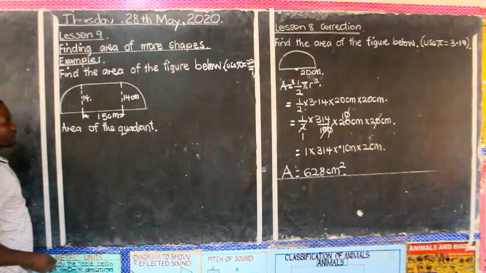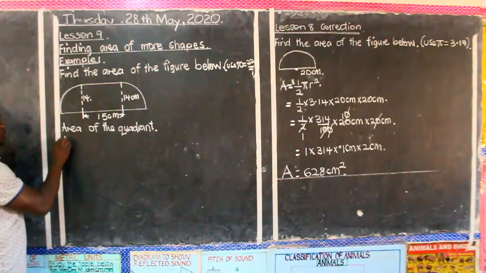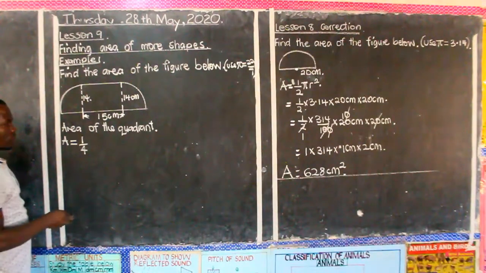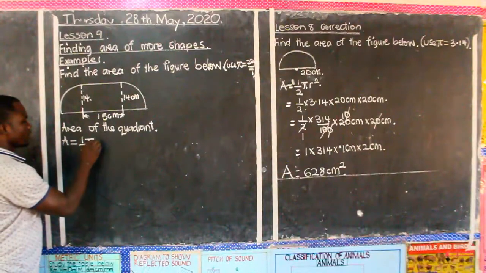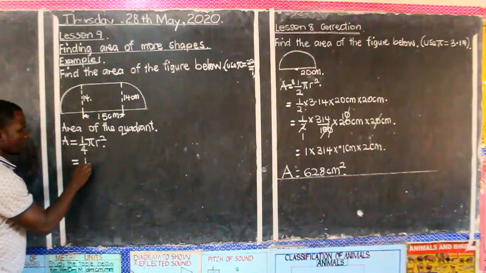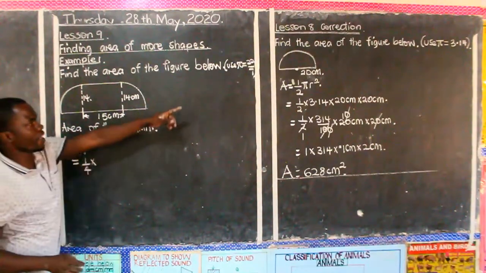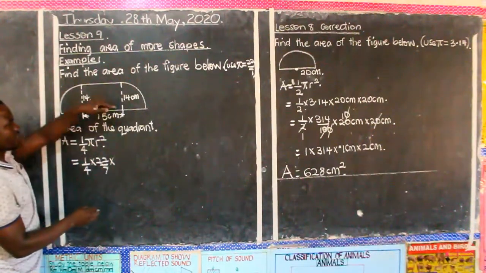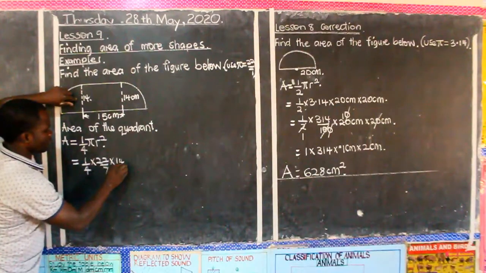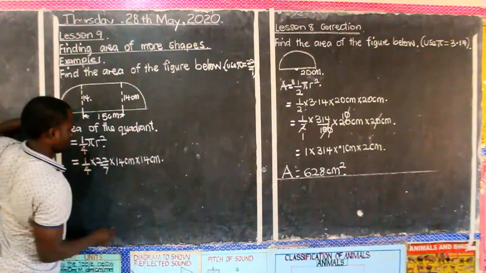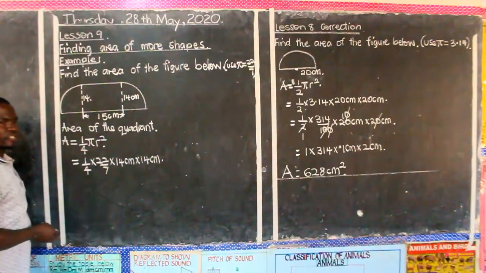And I will say area of the quadrant is 1 out of 4 pi r squared. This will be 1 out of 4 times the pi of 22 out of 7 times the radius of the quadrant, which is 14 centimeters times 14 centimeters. Okay? From there we shall now simplify.